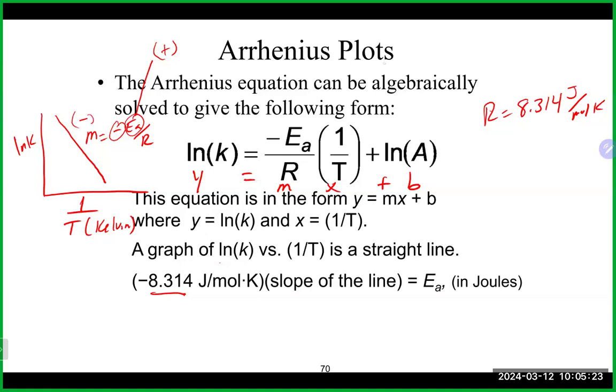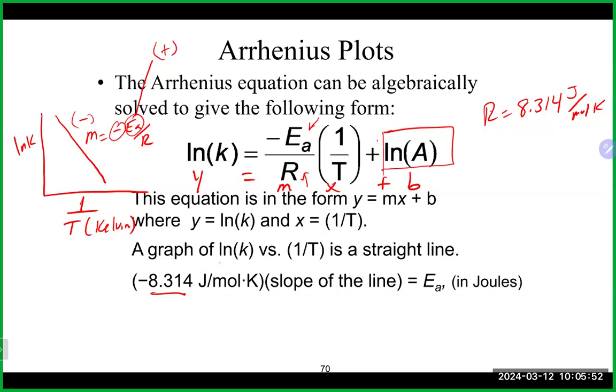In terms of units, we'll see another version of this equation shortly, but you do want to be careful. Activation energy is usually given in kilojoules, and R is usually given in joules, so you will be off by a factor of 1,000 if you're doing a calculation involving those two numbers. Keep an eye on that. By the way, the y-intercept here would equal the natural log of A, which would give you your frequency factor.